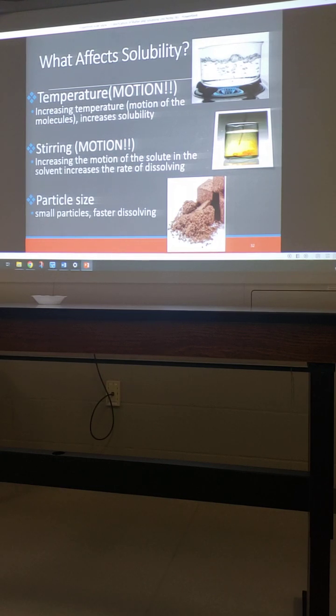So you guys all had a good answer. You were right. They definitely do, the granules will dissolve quicker than the cube, but that's why. It all comes down to surface area.